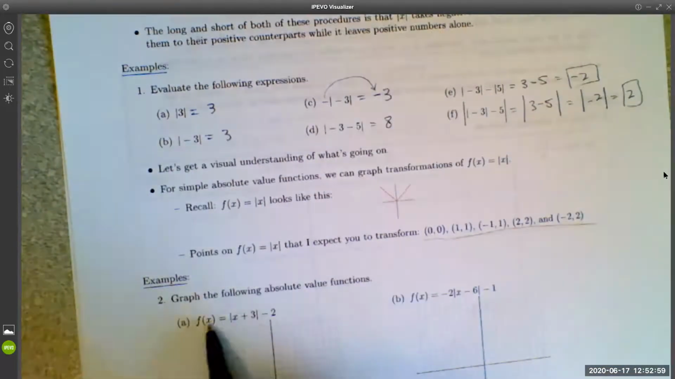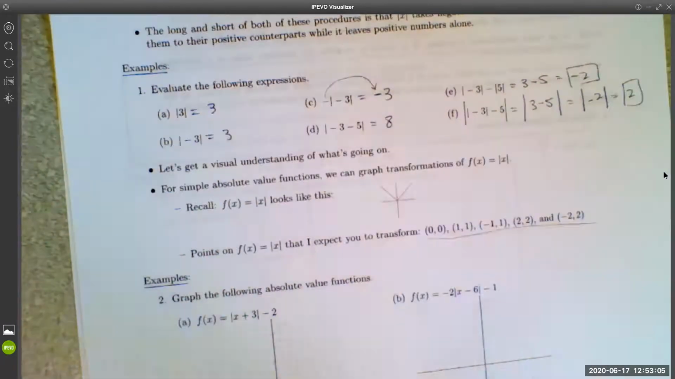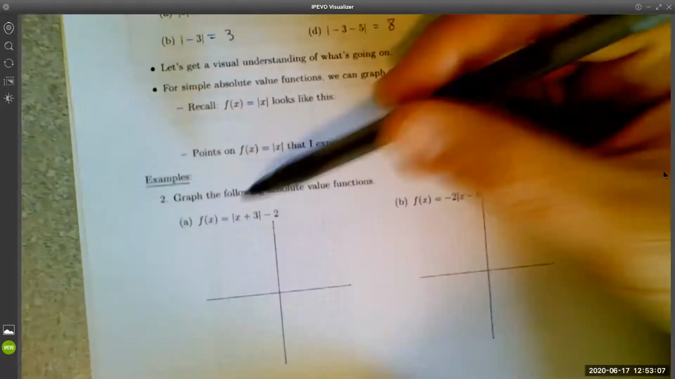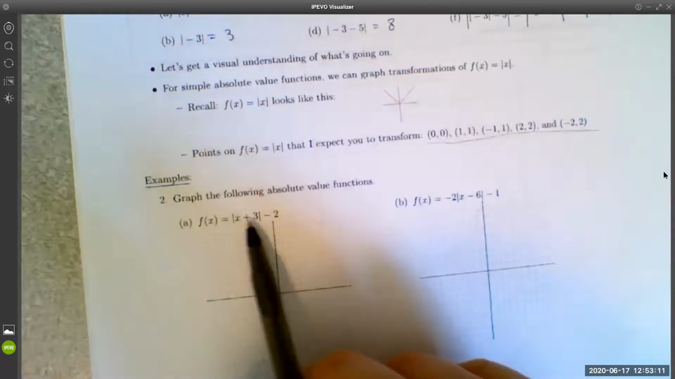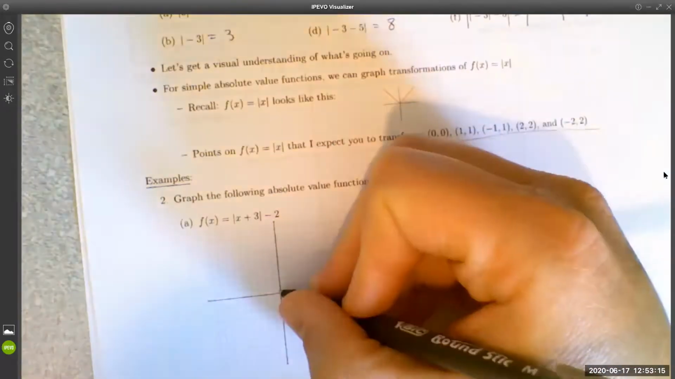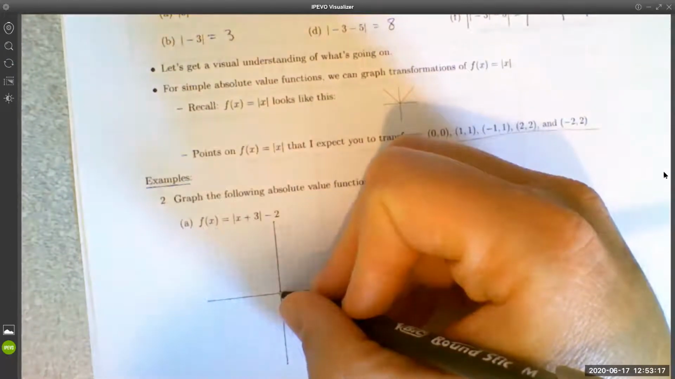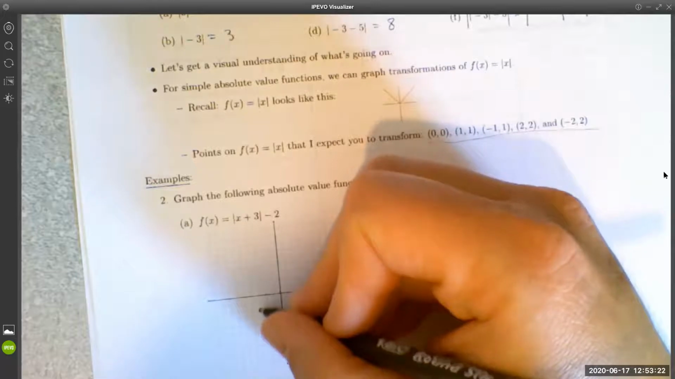But if you were looking at a graph like absolute value of x plus 3, minus 2, then you're going to have to transform these, right? So let's practice doing that. Absolute value of x plus 3, minus 2 is going to take each one of these points and shift them left 3, down 2. So (0, 0), instead of being at (0, 0), right, it's going to go left 3 and down 2. So there's my new vertex, right?